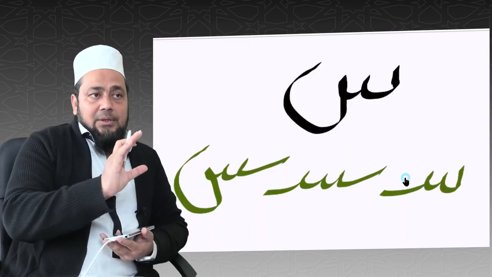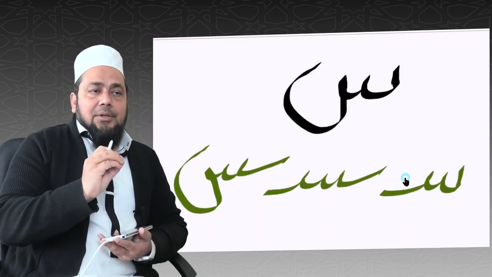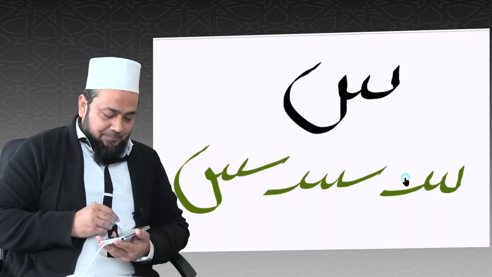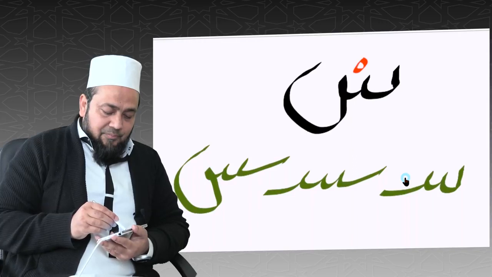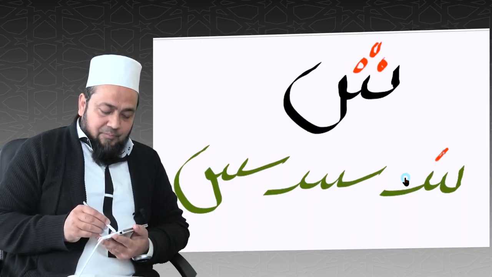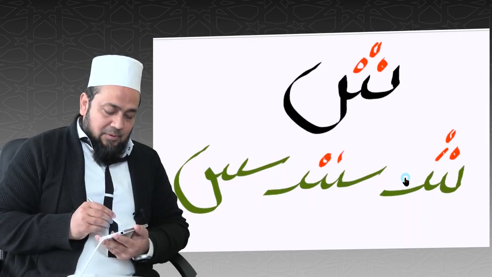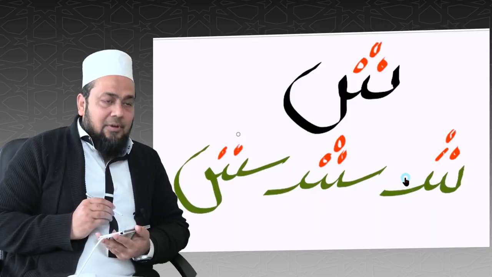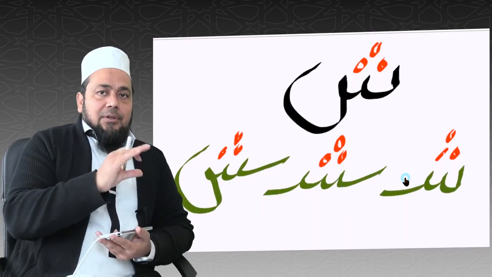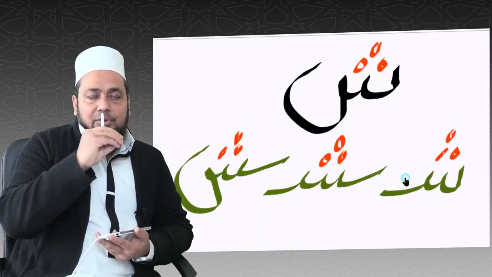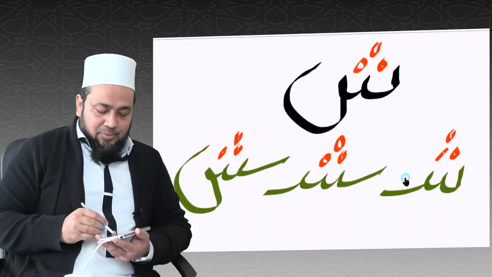Now I will make it Shin by adding three dots on the top. Now it's turned into Shin. So the difference between Sin and Shin is three dots. For the Shin, three dots on the top.